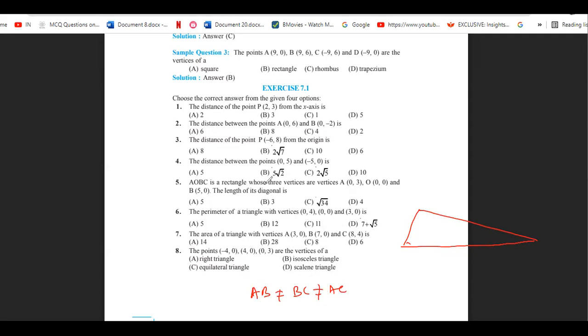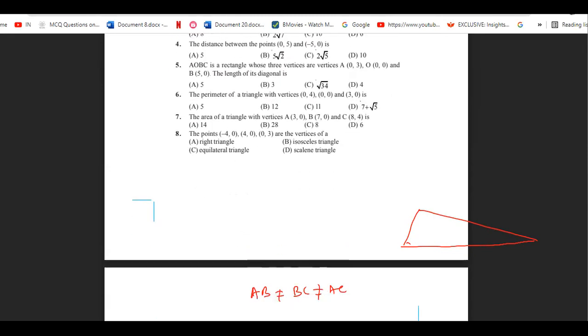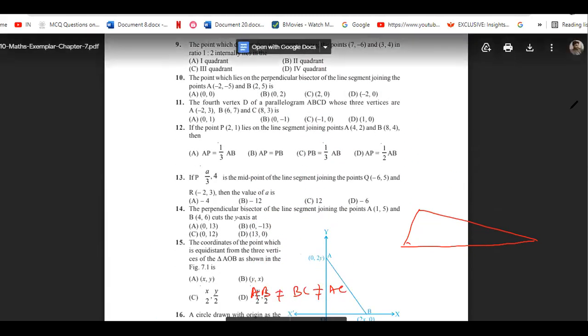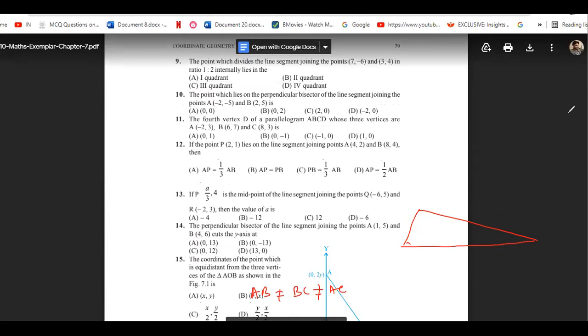Okay, let's move further. Question number 9. We have question number 9 here. So solve this one.